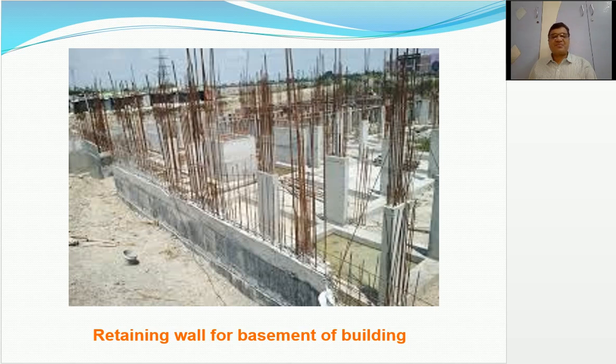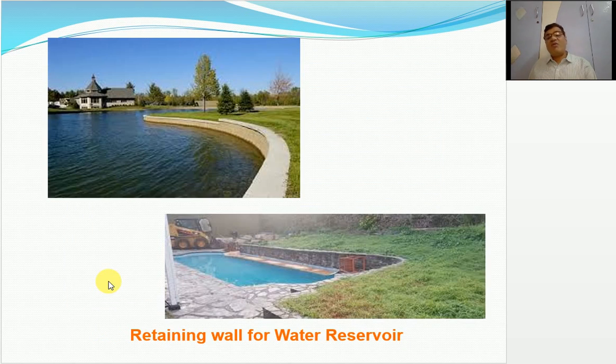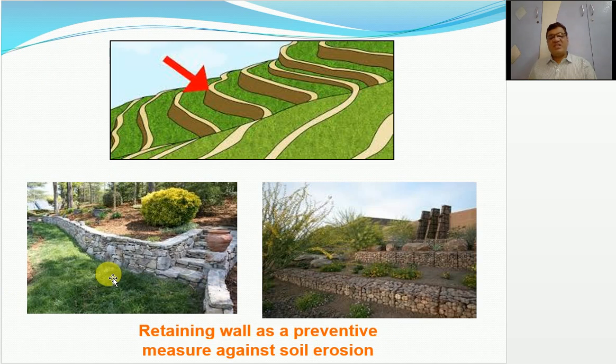Another application here is the retaining wall for a water reservoir. Here we observe a retaining wall where on one side the water is retained, on the other side the soil is retained. Obviously the design is as a retaining wall only. This is one application where an RCC wall is provided. This is an application where a stone masonry wall is provided. Again here on one side the swimming pool is provided and on the other side there is a soil embankment.